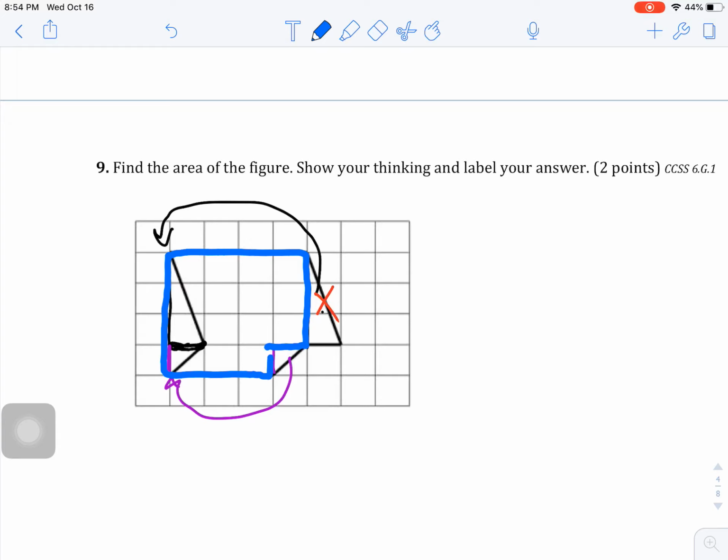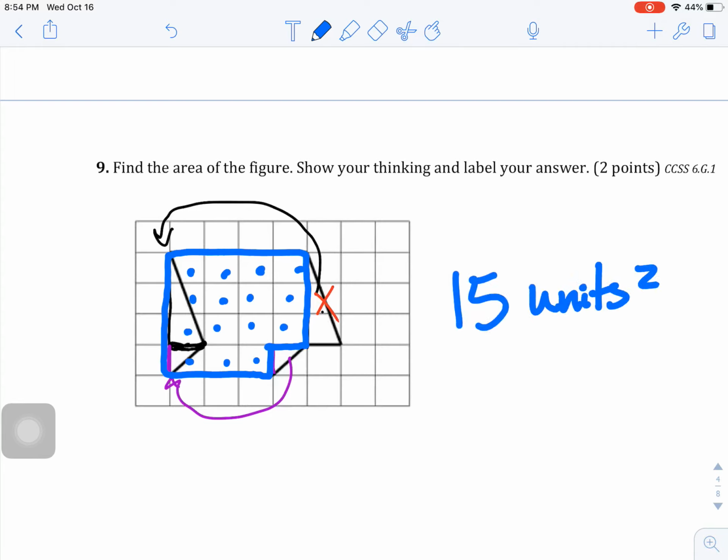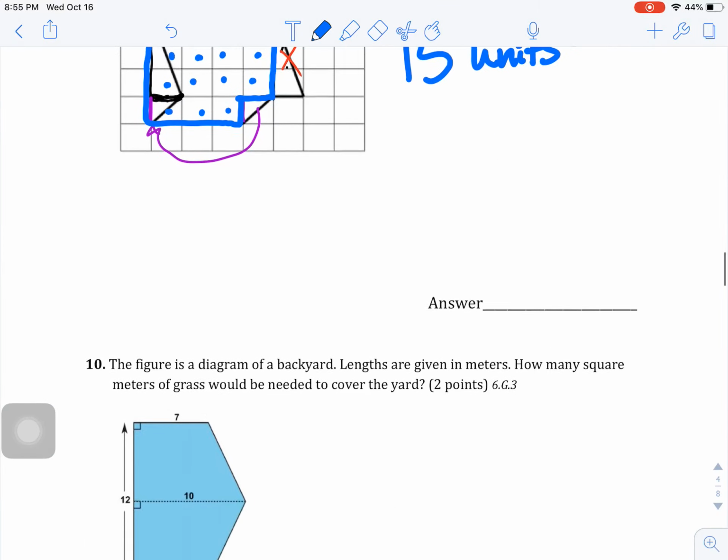So if I rearrange, I'm left with that. Okay, and I should be able to count. And we should be able to get our answer from there. Okay, so I think we got 4, 8, 12, 13, 14, 15 units squared. Okay, and again, there's a lot of ways to rearrange and decompose that, but that's just one strategy.